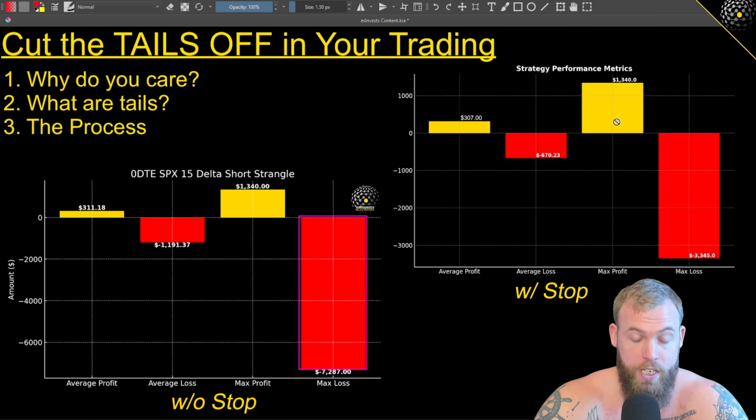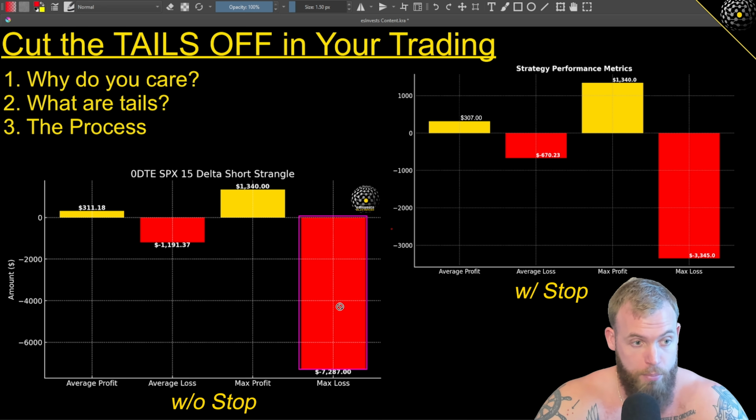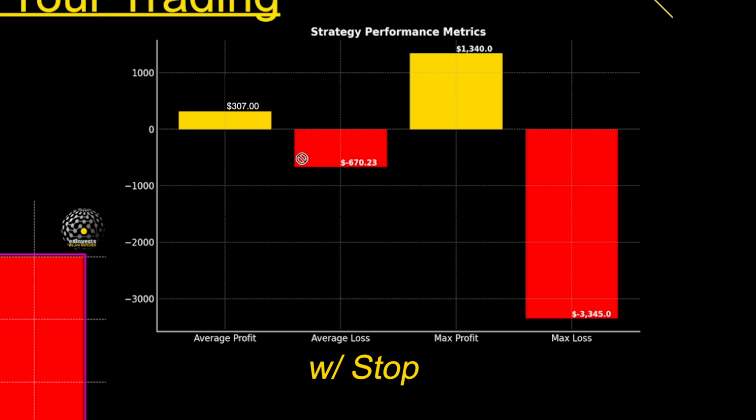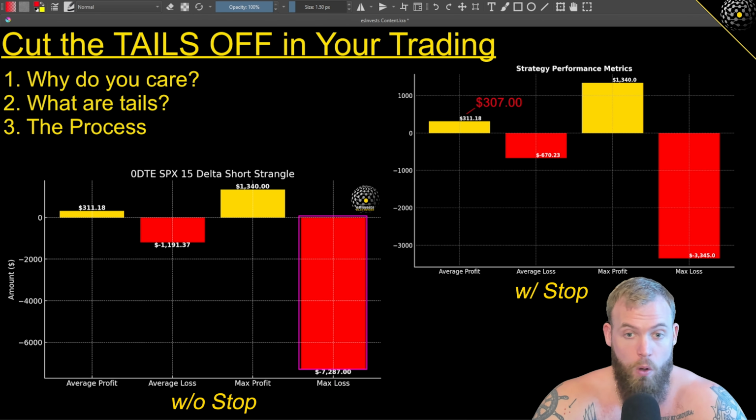This is how we can approach cutting tails off of our strategies. This is why this strategy returned so much better, because when I looked at this and you see the average loss is $1,200, the max was $7,300, that's a big difference. Notice the difference between these from 670 to $3,300. Still big difference, but not as big. This is massive. So this is why we care about tails. This is what they look like in a data set.